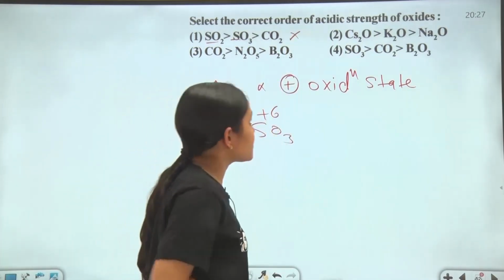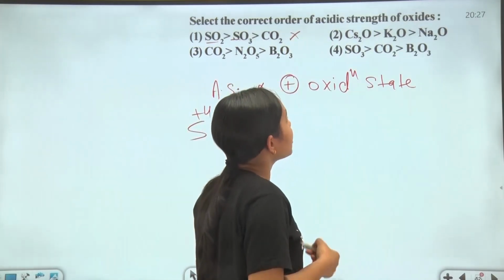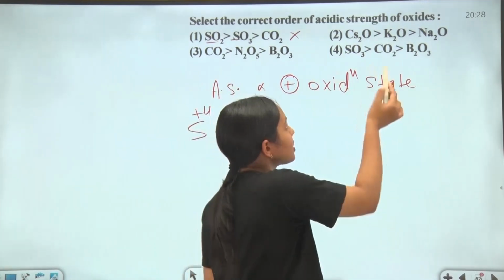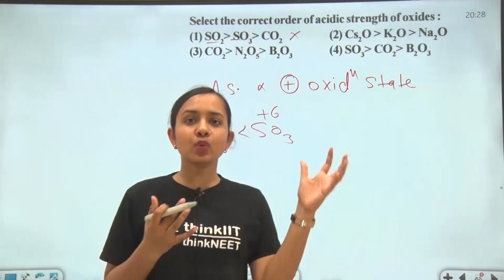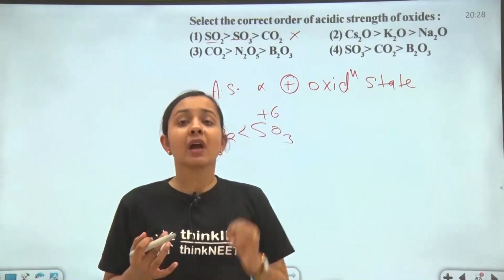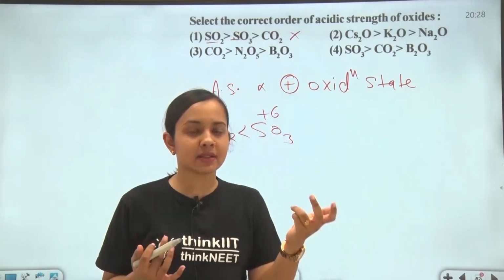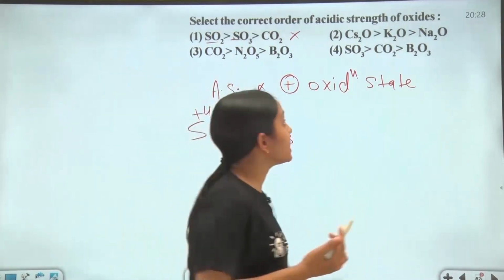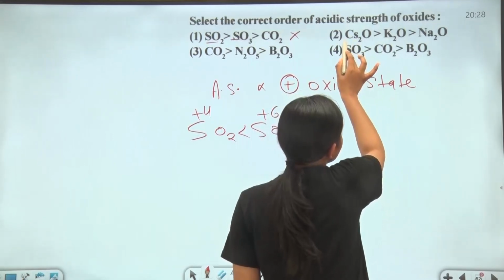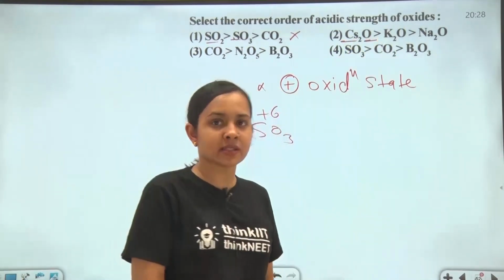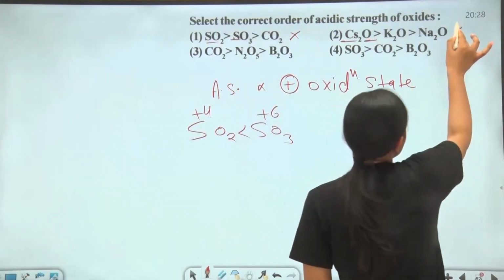Next is Cs2O, K2O, then Na2O, right? So basically student, these are normal oxides, and when we move down the group, what happens? Then basic strength increases, right? Because size increases here, basic strength increases. So this is not the correct order of acidic strength. So this is the incorrect order.